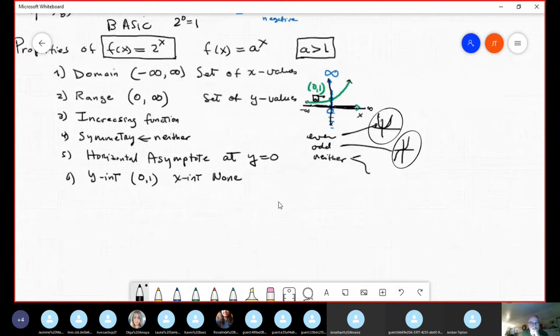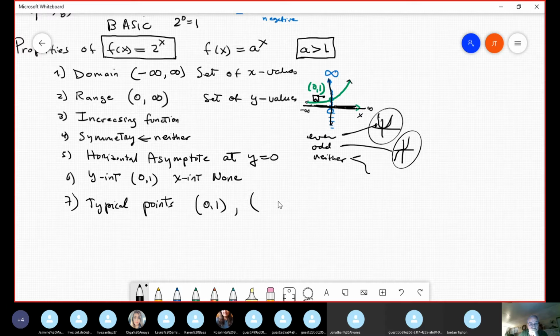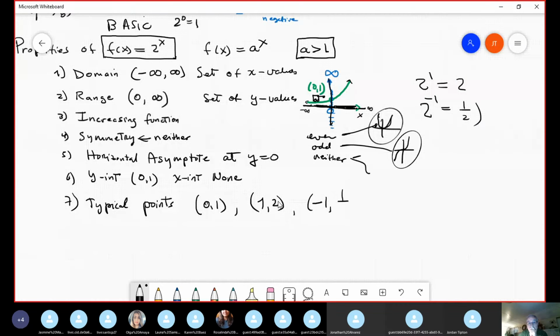The last one, number 7 property. It's the typical point. I strongly recommend to do the graph of any exponential, regardless if the base is 2, 3, 4, 5, 100. You plot the universal point, and you plot, for example, the point x is 1. In this case, 2 to the 1 is 2, no? And another point is -1. If x is -1, 2 to the -1 is 1/2.